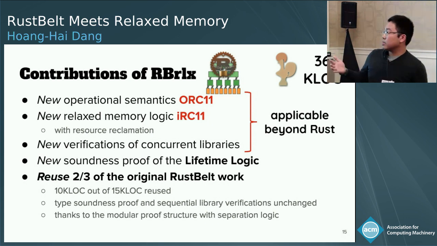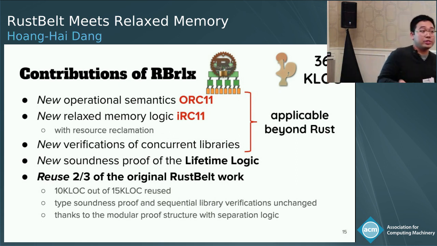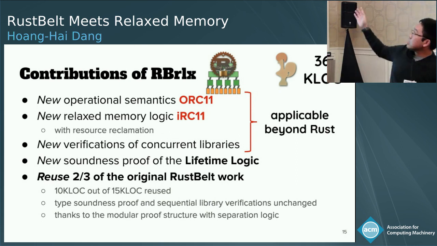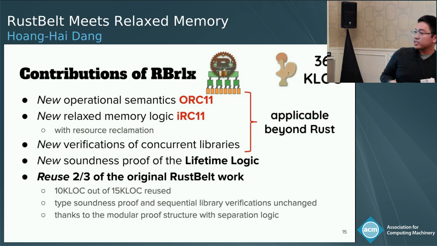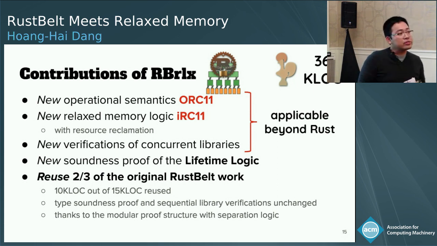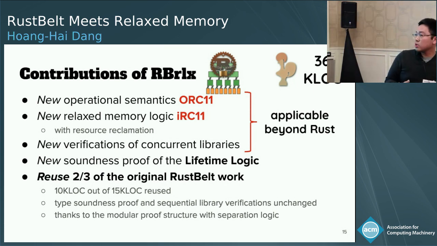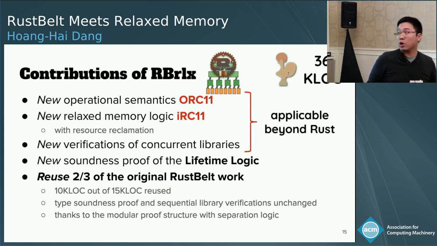In particular, we reused 10,000 lines of code out of the original 15,000 lines. And you can see that we go up to 36,000 lines of code. The reuse is mostly in the type system, in the type soundness proof, and in the sequential library verifications. We managed to do this thanks to the modular proof structure that we get from using a concurrent separation logic framework like Iris.